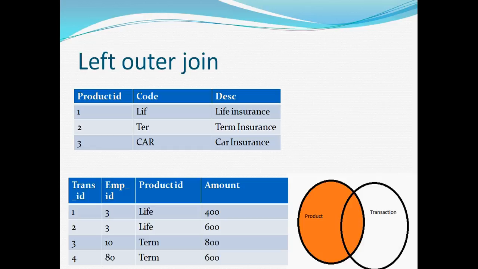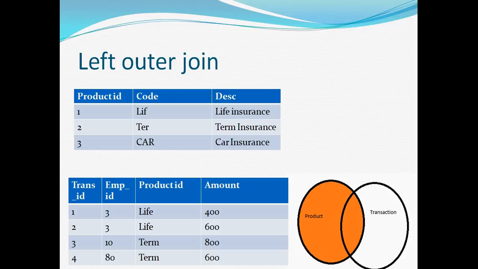So if you have to calculate the value, I will get $1,000 for life insurance, and for term insurance I'll get 1400, but for car insurance I will get null because nothing has been sold. For car insurance I will get null or 0. So let's go ahead and implement this in our SQL developer. If I use inner join instead of left outer join, this particular car insurance record will be dropped, and I'll show you how in my SQL developer.